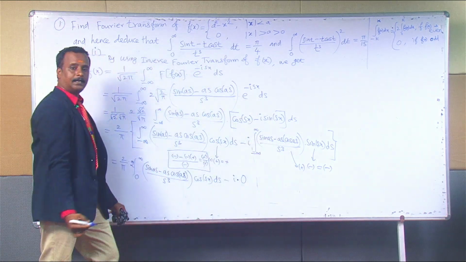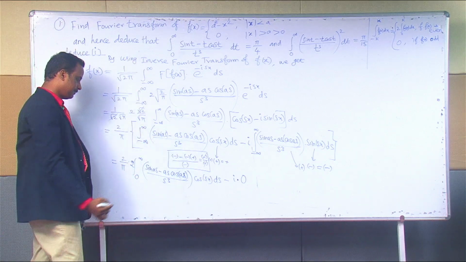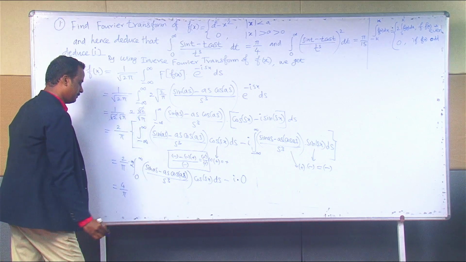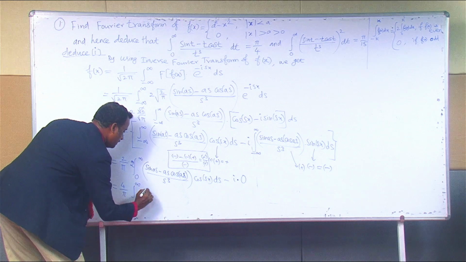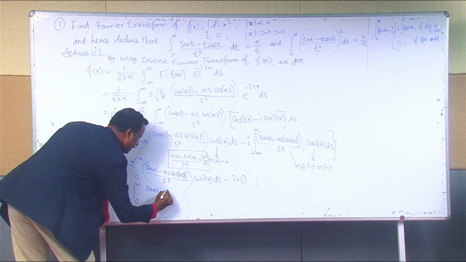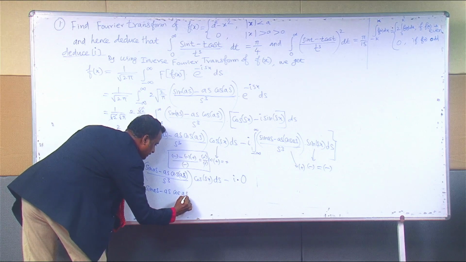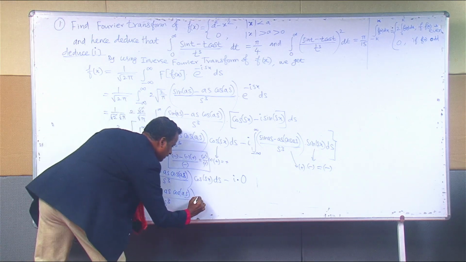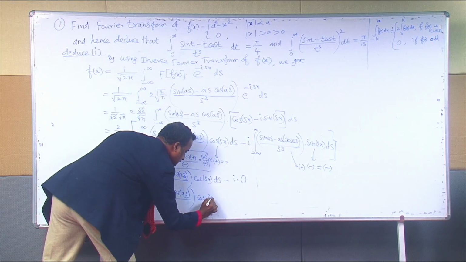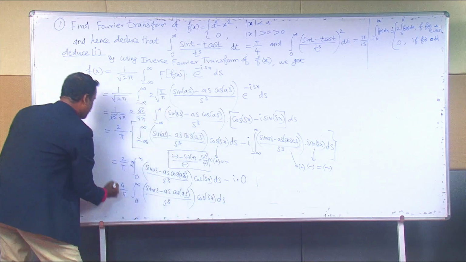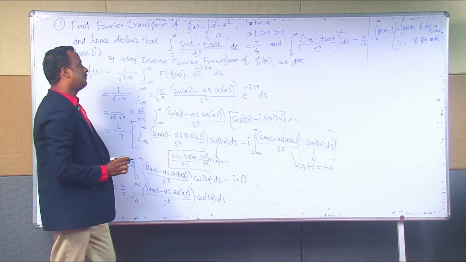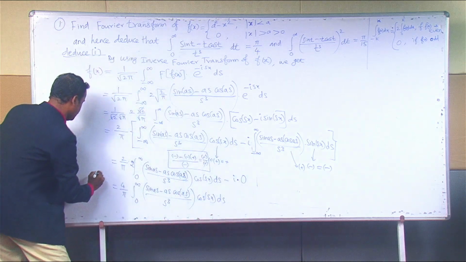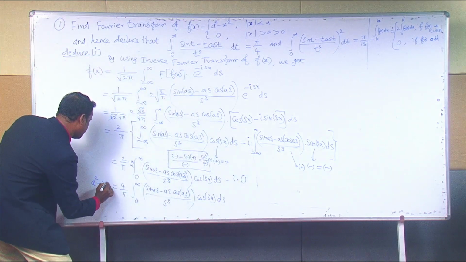So without integrating, we get the value by using the formula. Now you can write it as 4 divided by pi, integral from 0 to infinity of sin s minus s cos s divided by s cube into cos sx ds. What is the right-hand side here? It is f of x, the given function, a square minus x square.